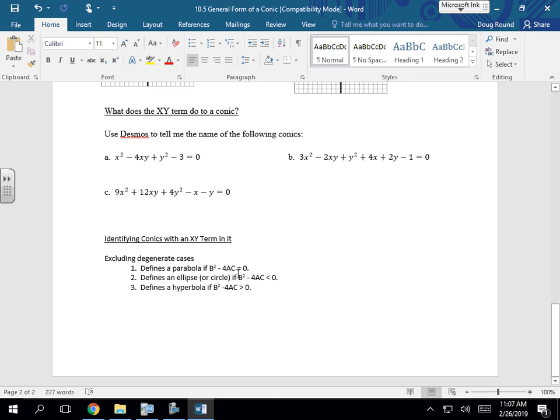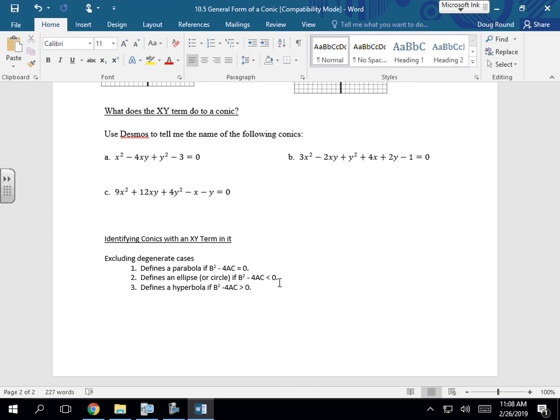Isn't that interesting? So if you look at the rules on the bottom, as soon as you throw that b term in there, it totally changes things up. Do you guys recognize this b squared minus 4ac thing? Yeah. Where have you seen that before? Quadratic formula, it's what's under the radical in the quadratic formula. So with the b term in there, it's this expression that decides what shape it is, and it totally changes things up when you have the b term in there.